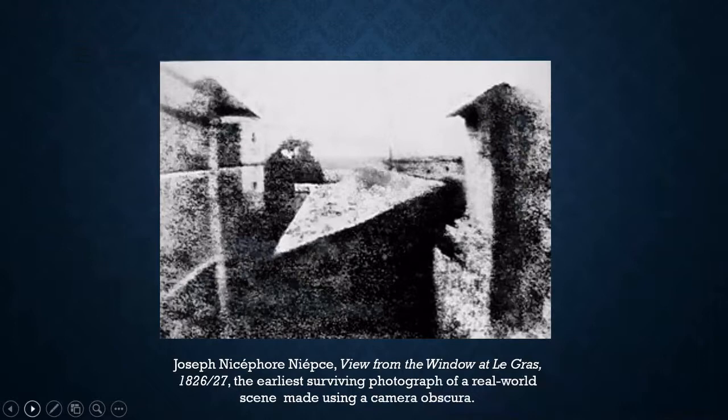It's from 1826 or 27, we're not sure, but this is the earliest surviving photograph of a real world scene made using a camera obscura. It doesn't look like a lot, but we see a rooftop and the top of some other buildings. Joseph Niépce put a camera obscura facing out of his apartment window, and using the proper chemicals, he allowed this image to develop. It took over 30 hours to develop this image, but it is the earliest surviving photograph.